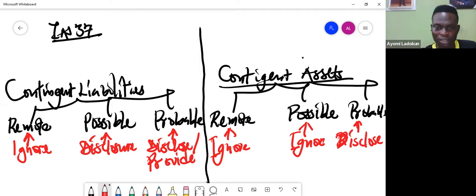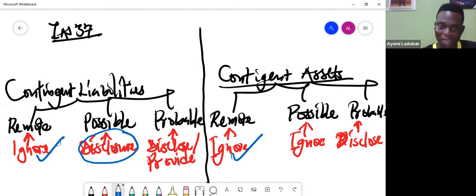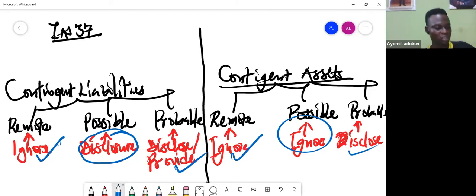So you could see that for a remote contingent liability, you ignore. You also ignore here. But when it comes to a liability and it is possible, prudence requires that you disclose immediately. Because this is an asset, you just ignore. So that's the difference. But once it is probable, you go ahead and disclose and make provision. But here, you only make disclosure. So that's what you need to learn under that.